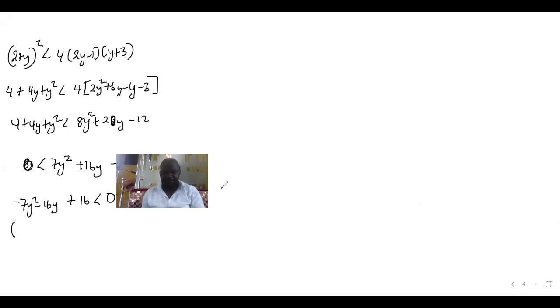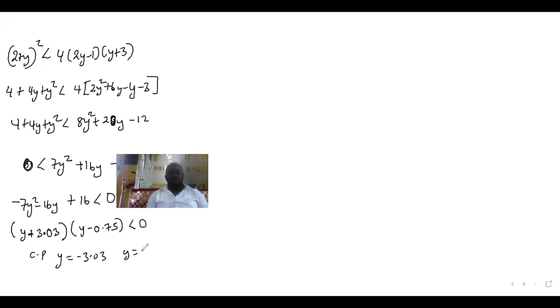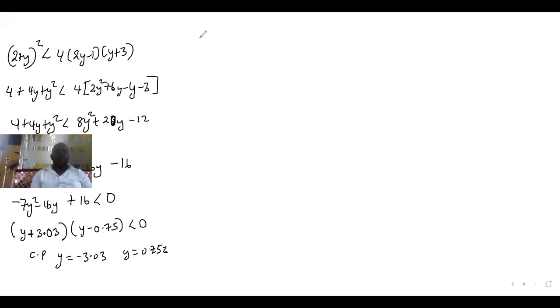Oh, it's complex. Because a is negative, so definitely b squared is greater than 4ac. Negative 3.03, and 0.75. Then you get critical points. You remember critical points last week? y is negative 3.03. y is equal to 0.75. Okay. Then you go ahead and investigate.